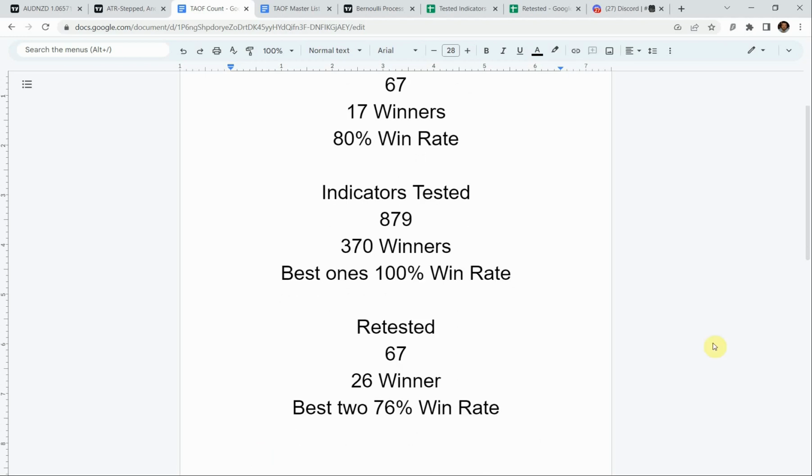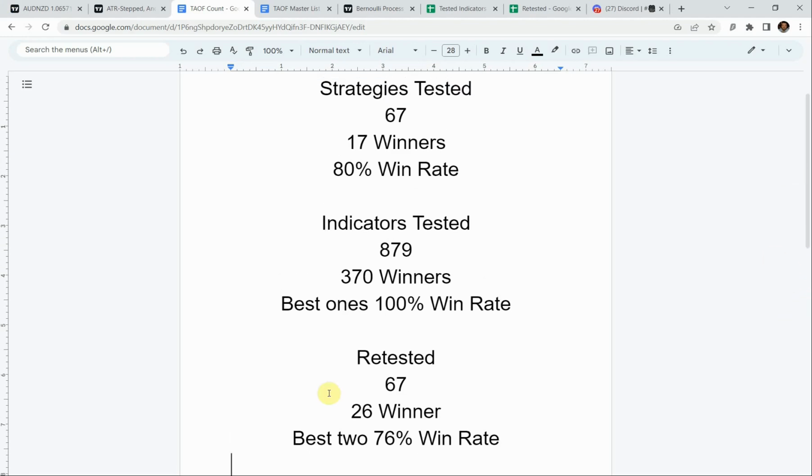We've also tested a total of 879 indicators, with 370 of them being winners. The best ones so far were able to achieve a 100% win rate. Now you need to go back and watch those videos to understand the context of how they were able to achieve that. So go back and watch those videos and see what you can get out of those winning indicators.